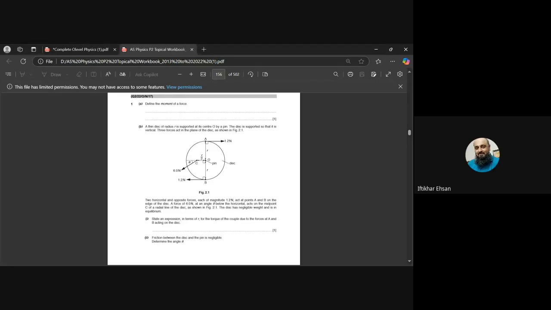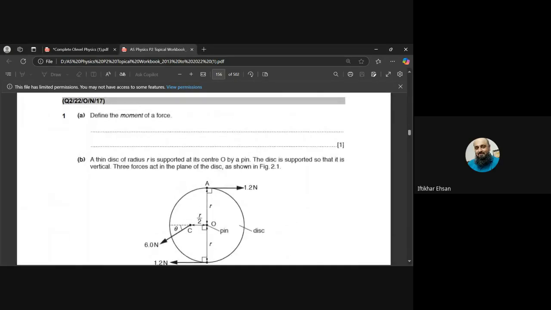Bismillah. Okay, question number one. Define the moment. What is the definition of moment? Please don't say turning effect. That is correct, but always say it is the force multiplied by the perpendicular distance between the pivot and the line of action. Is that clear? Yes, sir.